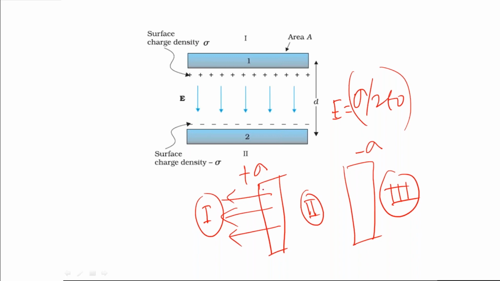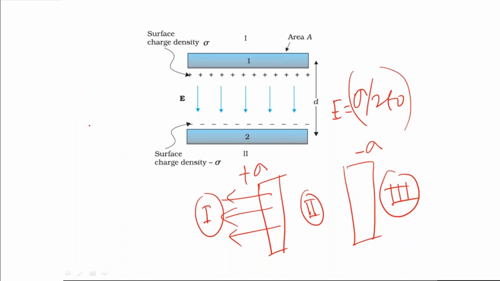For this region, the electric field created by this plate itself is in this way. For a negative plate, the electric field will come into the plate. Electric field lines you can draw like this, going towards the plate. But that does not stay there itself. You can draw the electric field lines here, see, when you draw the electric field lines.